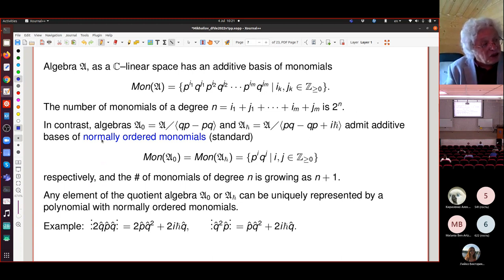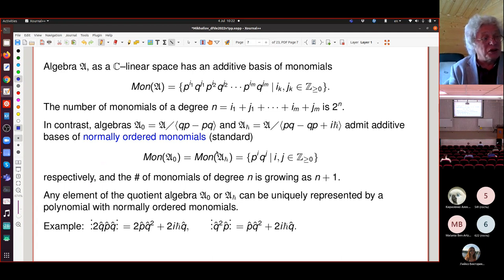In contrast, the commutative algebra can be seen as a quotient of our free algebra over the commutator of P and Q. So P and Q over the ideal generated by the commutator of P and Q. And quantum algebra is a free algebra quotient over the two-sided ideal generated by P and Q of the Heisenberg commutation relation. And in both cases, we can put P in front and Q behind in the function algebra. We just can use our relations.